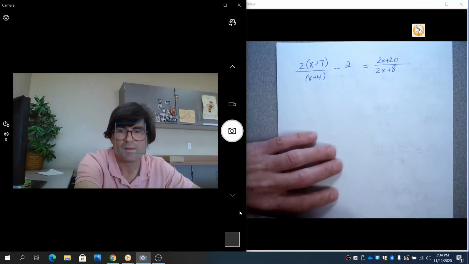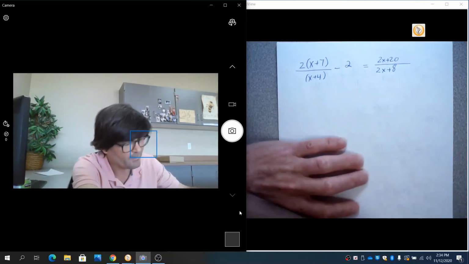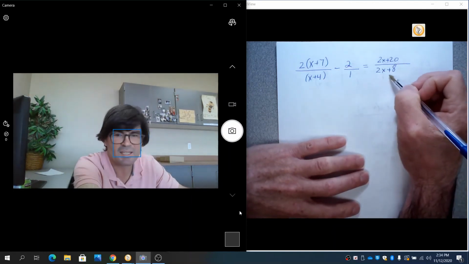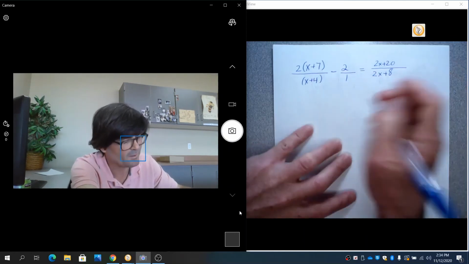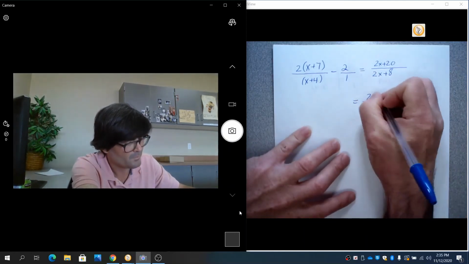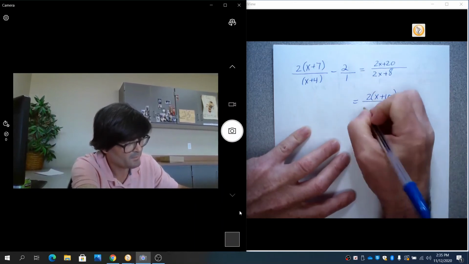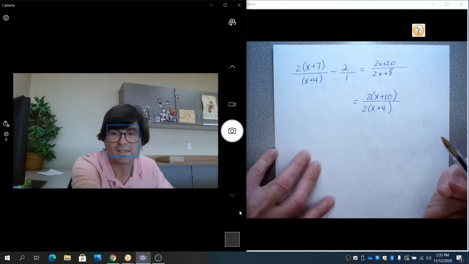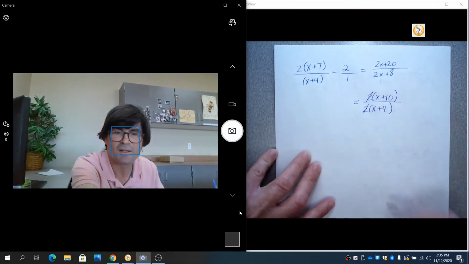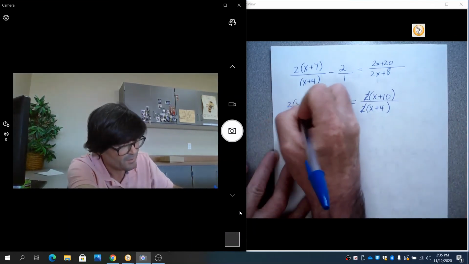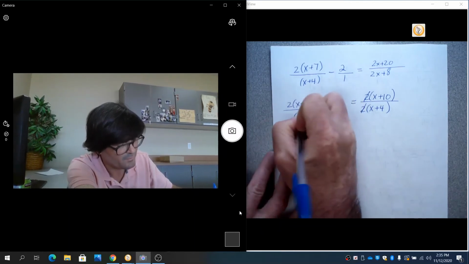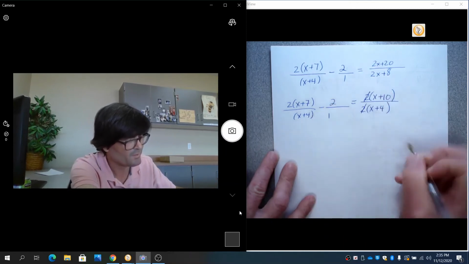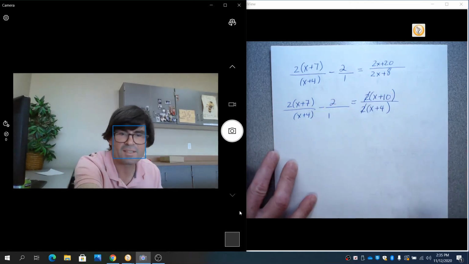Okay, I want you to look at this one, especially the right side. I'm going to write this over 1. Notice we have 2x plus 20, and this is 2x plus 8. I want you to notice that a 2 comes out of everything there. So we're just going to do x plus 10 on top, x plus 4 on bottom. I told you can never cross out anything with an x in it, but if it's just a 2, that's fine. So we're going to start this off as 2 times x plus 7 over x plus 4 minus 2 over 1 equals that. And that's going to make life a lot better.